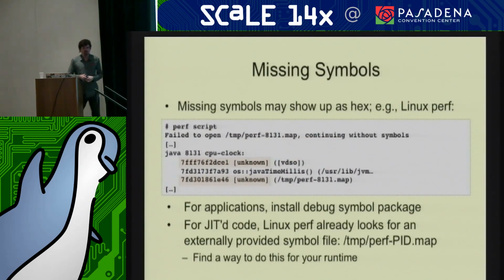Missing symbols, just to mention it: if you're getting into profilers, you'll often find you can profile stack traces, but you don't have symbols. You just have these hexadecimal addresses. It's just another problem to work with. Linux does have some solutions, so perf events will look for these supplemental symbol files, and there's ways to create them for Java and Node.js.